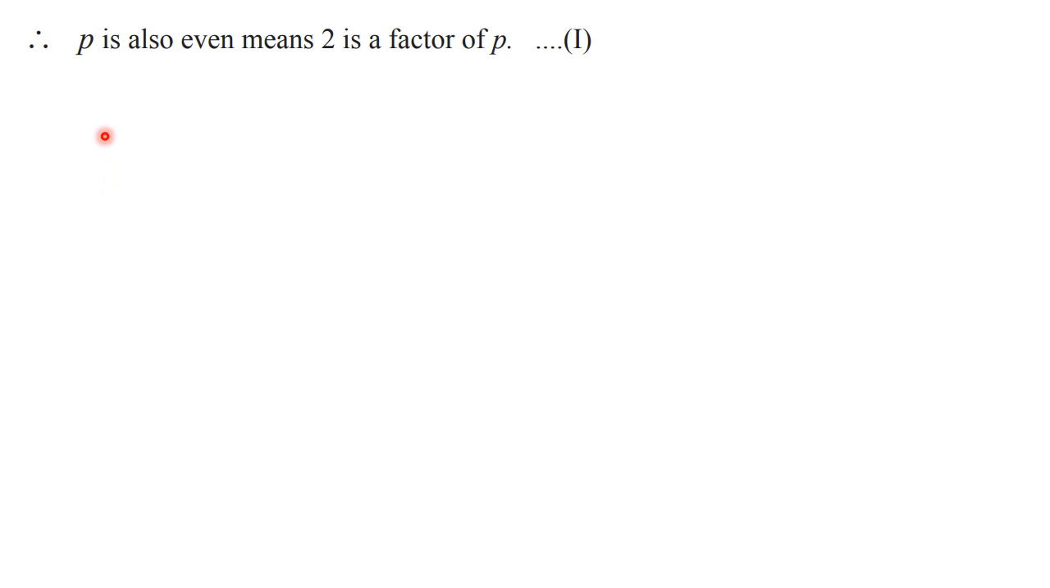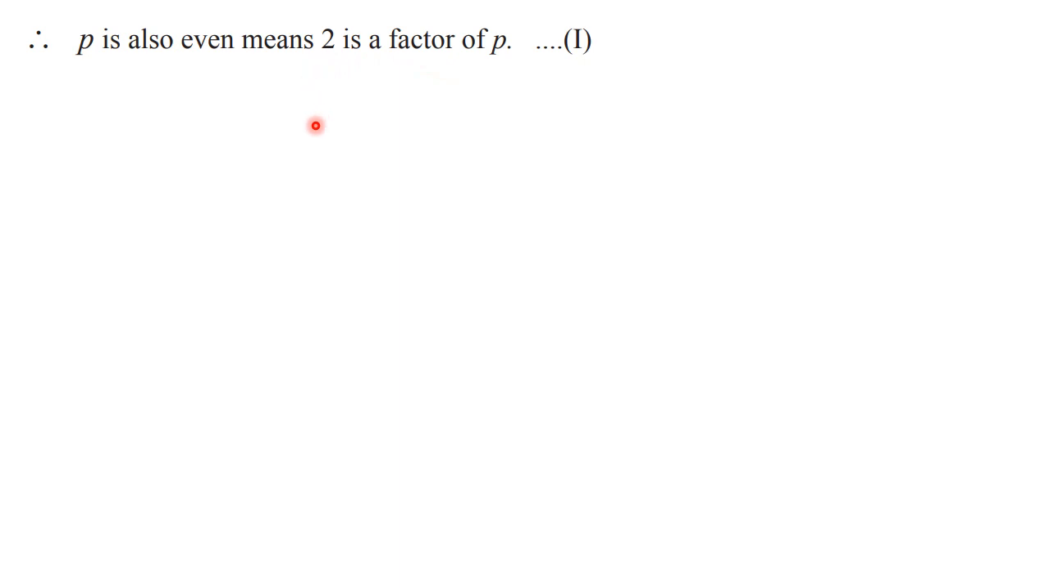Okay, so what we can say is p is also even, which means 2 is a factor of p. Number this as 1. This is our first statement. See what we have said in the beginning, p and q don't have any common factor. Okay, so for p I have found 2 as a factor. Now let us see what happens with q. Since p is even, 2 is a factor of p. Now let's go further.